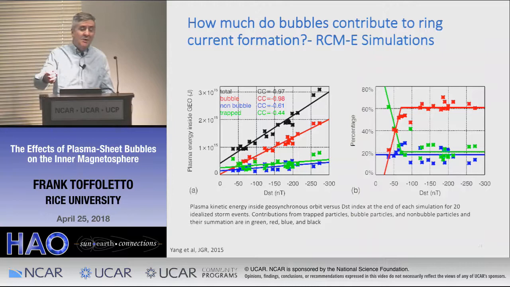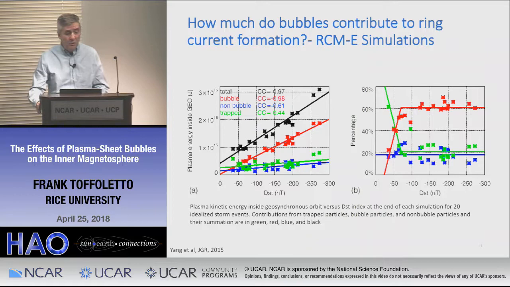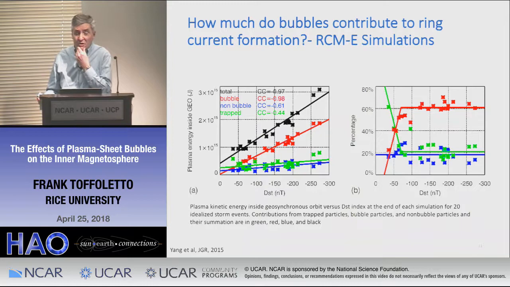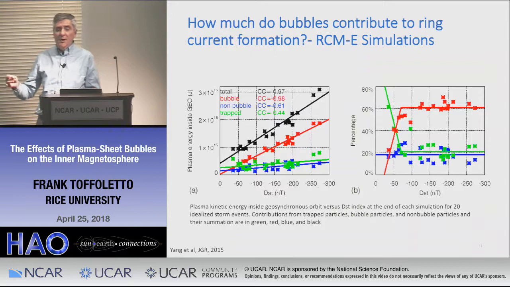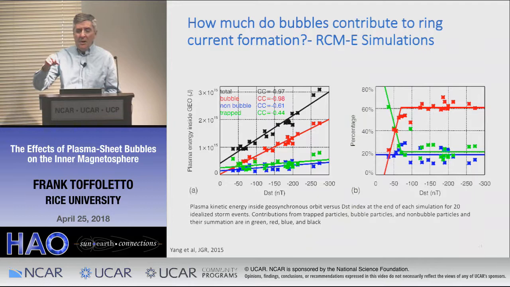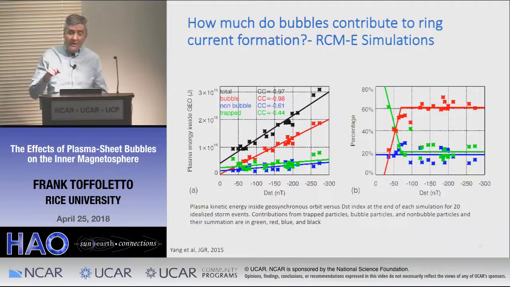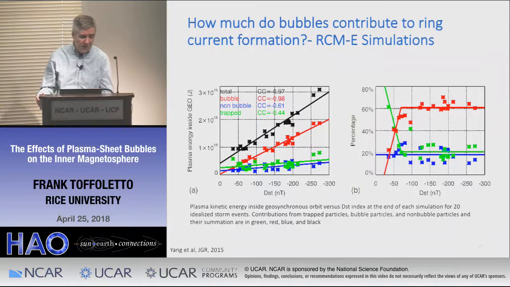So what Jian did was he ran many RCM-E simulations, and he tracked every time a bubble crossed the boundary, whether it came into the boundary and where it came from. The idea was he was trying to figure out, if you have a certain region in the plasma sheet or in the ring current, how much of that plasma came in inside a bubble, as opposed to being already there, or coming in from a non-bubble boundary. And the idea was that if most of the ring current is built up by bubbles, you would find that most of the energy, in this case, is made from bubbles. And this is exactly what he found.